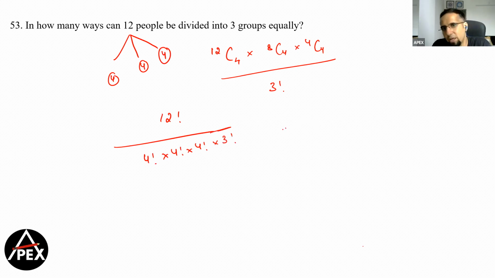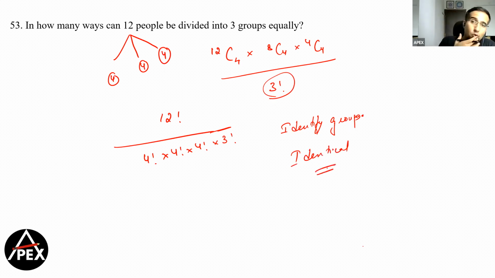So if I can identify my groups, then you need not divide by the denominator. But if you're unable to identify the groups, if the groups are identical, then the denominator comes into the picture. Clear, guys? Grouping concept.